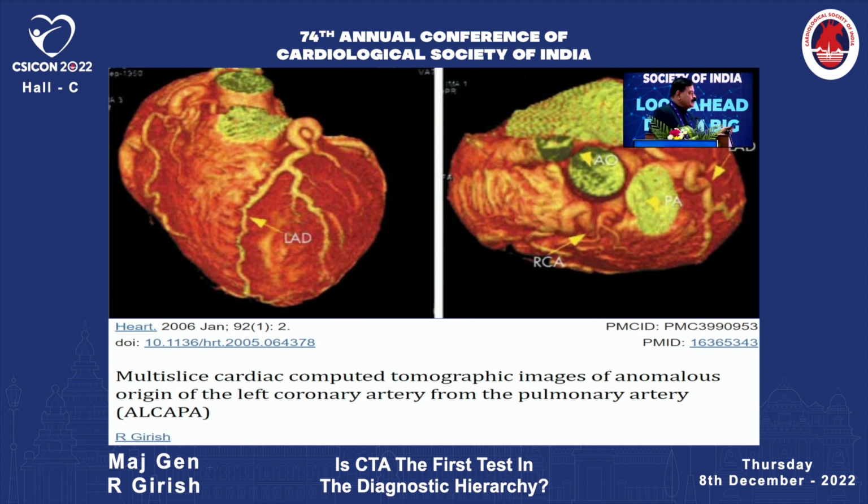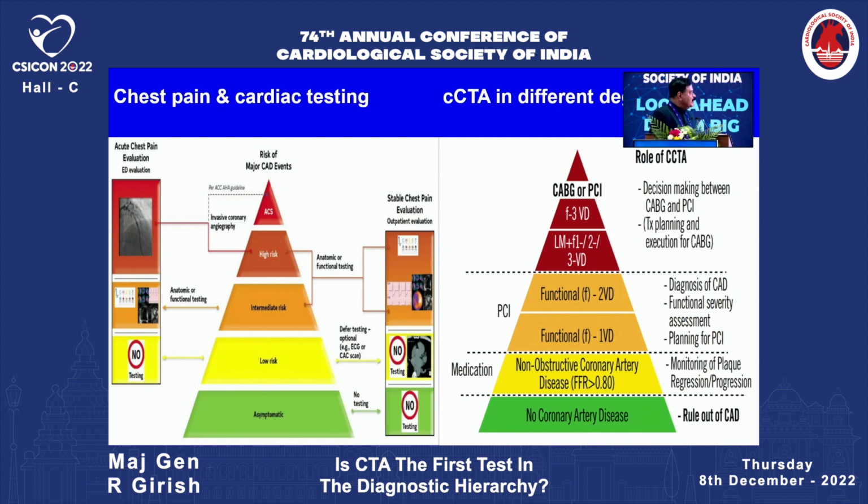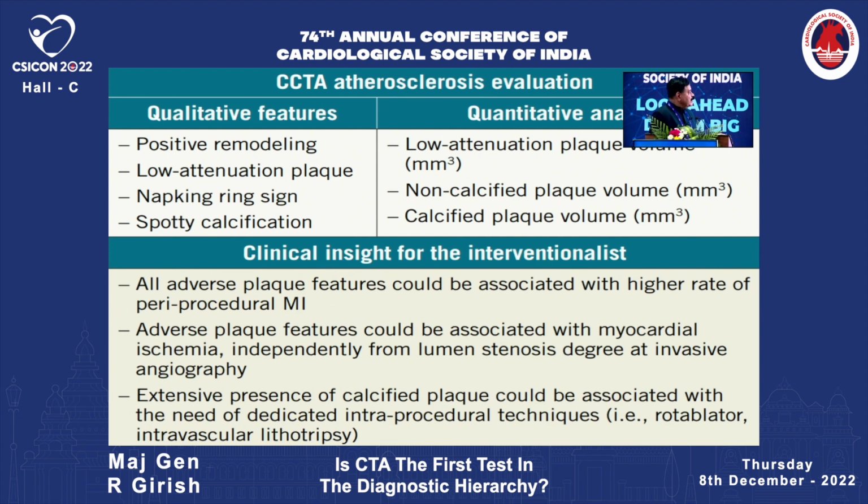This was a patient who was 50 years old who was being treated as idiopathic dilated cardiomyopathy, but a CCTA proved to be a case of adult ALCAPA. Of late, there are societal recommendations for use of CTA prior to revascularization strategies, as it provides clinical insight for the interventionalist.